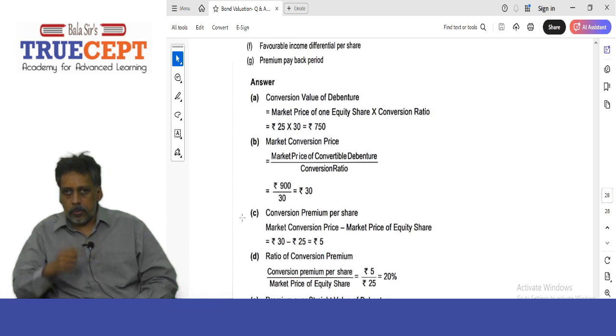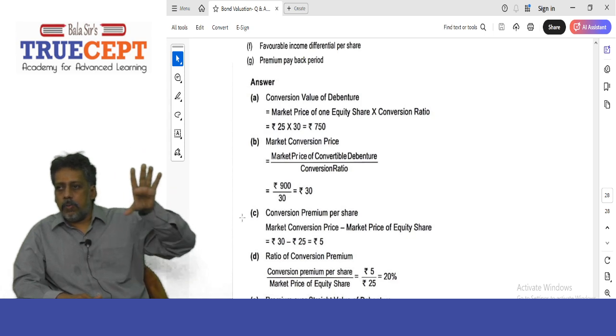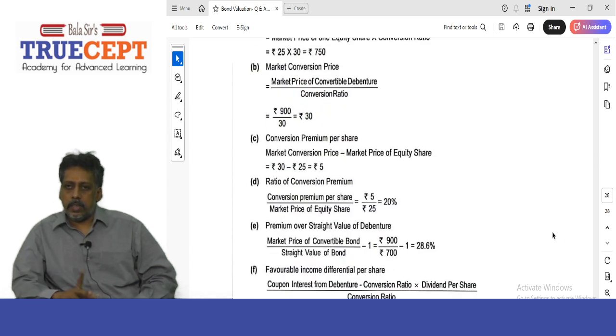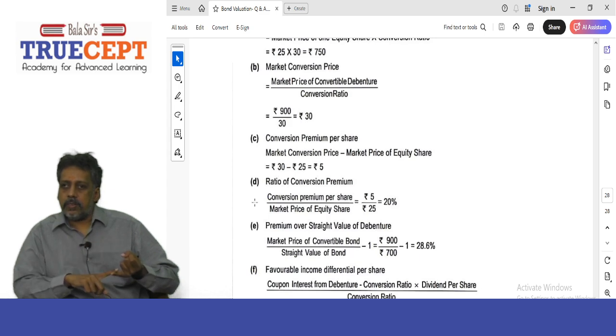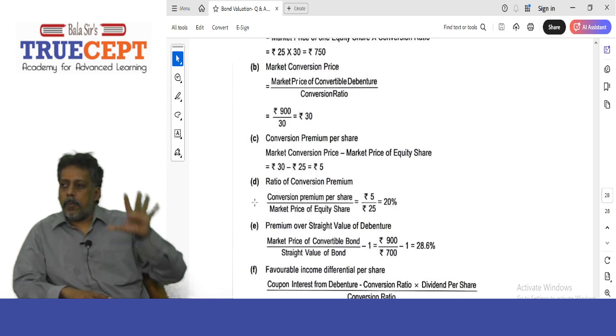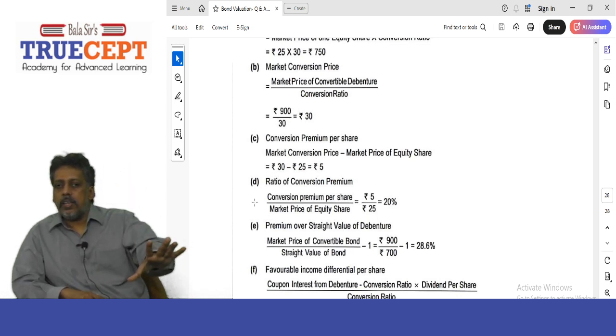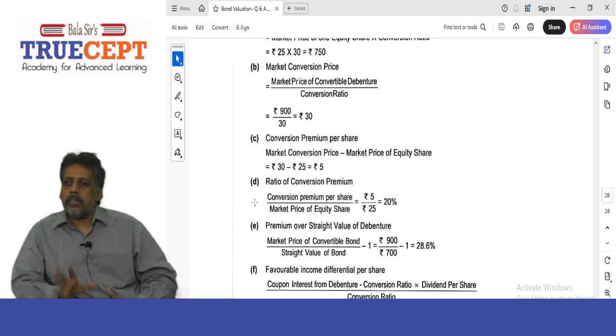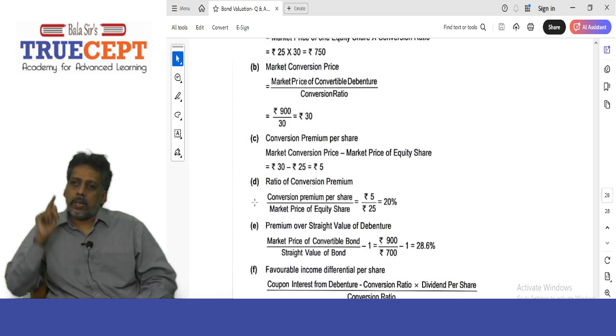Let's see the next one. Yes, sir. D. Ratio of conversion premium. What is that? Nothing but conversion premium, rupees 5 per share, divided by the market price of the equity share. You are paying 5 rupees extra over 25 rupees, right? Yes, sir. So 5 by 25 into 100. How much? 20%. That's it. Now go back to the question asked.